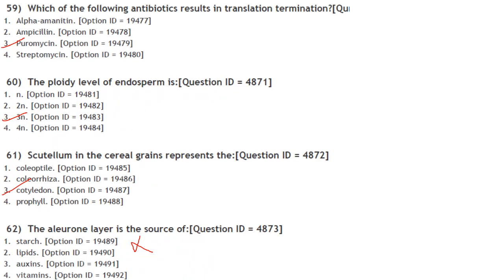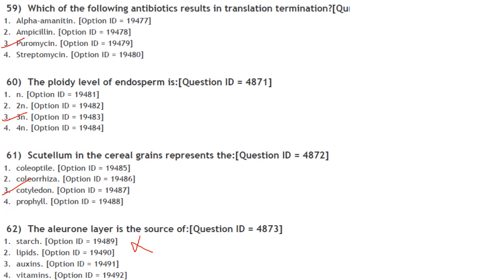Then next one. Which of the following antibiotic results in translation termination? So alpha-amanitin, it has got different effects on various RNA polymerases. Then ampicillin, it inhibits cell wall synthesis. Puromycin is a premature termination of translation. And streptomycin, it irreversibly binds to the 16S rRNA and S12 protein within the bacterial 30S ribosomal subunit, and as a result there will be inhibition of initiation of protein synthesis. So what they have asked, which of the following antibiotics results in translation termination? So it is puromycin. It results in premature termination of translation. Answer is option 3. The ploidy level of endosperm is 3N.